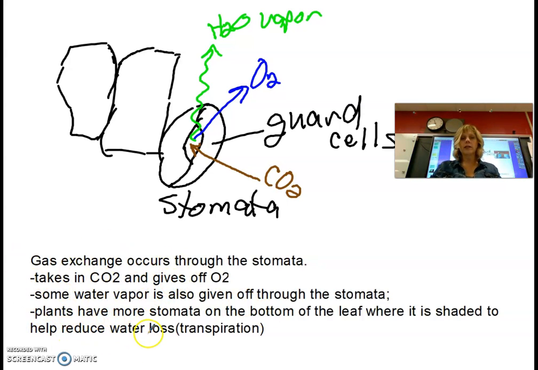This is stuff we talked about. Plants do tend to have more stomata on the bottom side of the leaf where it's more shaded, just to prevent that water loss as well.